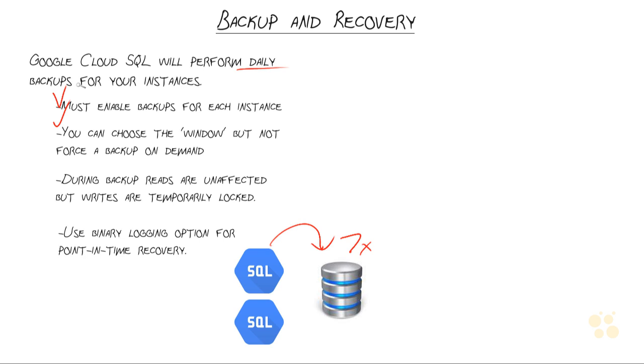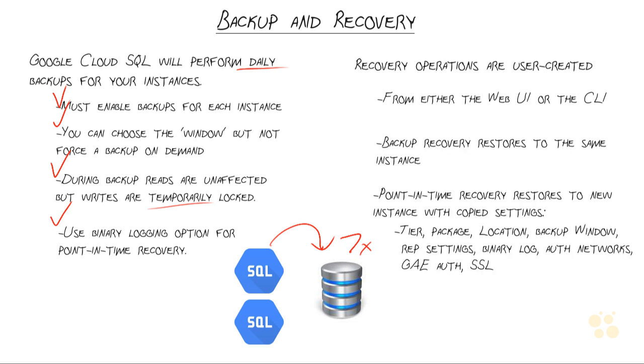When it's actually performing the backup, reads are completely unaffected. The database stays online, it's not brought down, and people can select or query your database without any problems, but there is a temporary lock on writes to that database while it gets a snapshot that it's performing the backup of. And then lastly, if you want to use point-in-time recovery, you need to enable an option called binary logging. But what's nice about this is Google Cloud SQL, again, will write out these backups. It won't charge you for these backups. It'll keep 7 copies of them for you. And they're there whenever you need to perform a recovery from them.